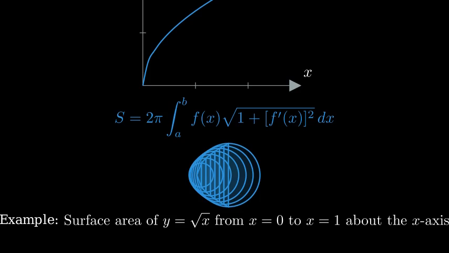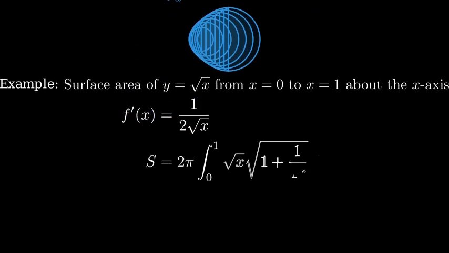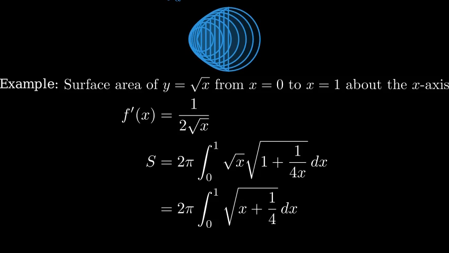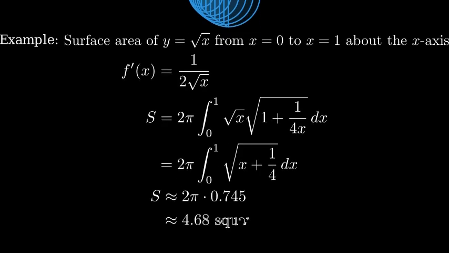Find the surface area when the curve y equals square root of x from x equals 0 to x equals 1 is rotated about the x-axis. First, we find the derivative. f prime of x equals 1 divided by 2 times the square root of x. Substituting into our formula, we get the surface area equals 2 pi times the integral from 0 to 1 of square root of x times the square root of 1 plus 1 divided by 4x dx. This simplifies to 2 pi times the integral from 0 to 1 of square root of x plus 1/4 dx. This integral can be evaluated with an appropriate substitution, and the result is approximately 4.68 square units.